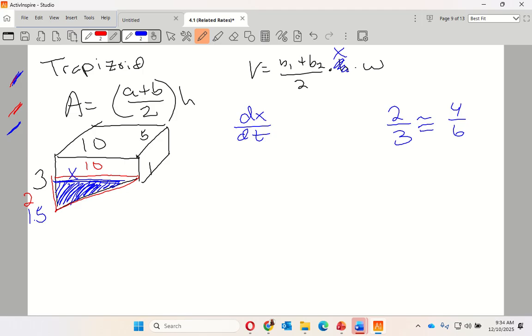Okay, I'm going to set these up. Since these are proportional, I know that 1.5 is with X, and then proportional would be 2 over 10. Why did I put X?